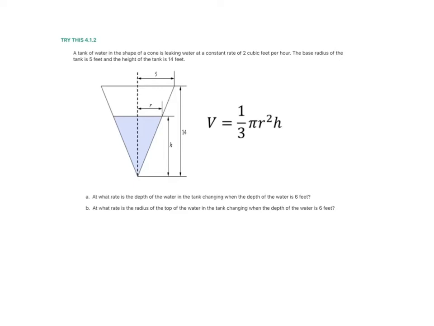In the second related rates problem, we have a tank of water in the shape of a cone, and it's leaking water at a constant rate of 2 cubic feet per hour, so pretty slowly. And we're trying to find at what rate is the depth of the water in the tank changing when the depth of the water is 6 feet. And then we're also trying to find at what rate is the radius of the top of the water changing when the depth of the water is 6 feet.